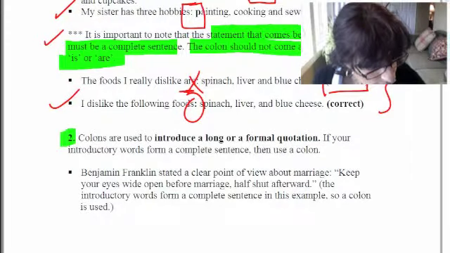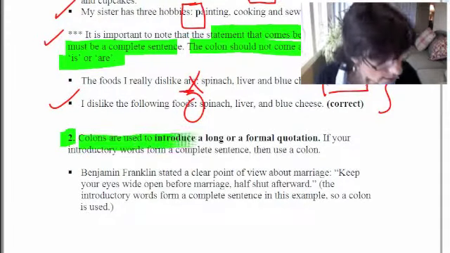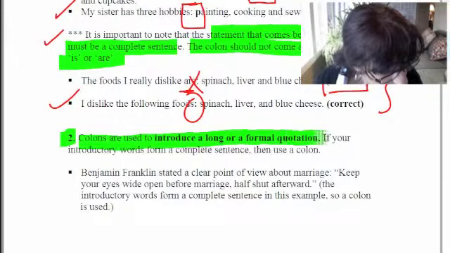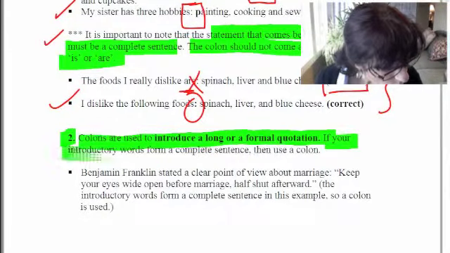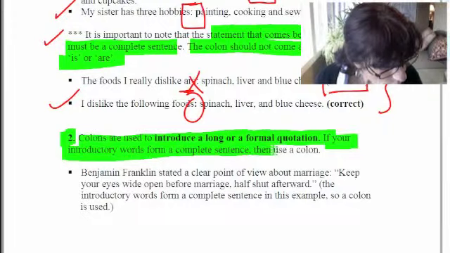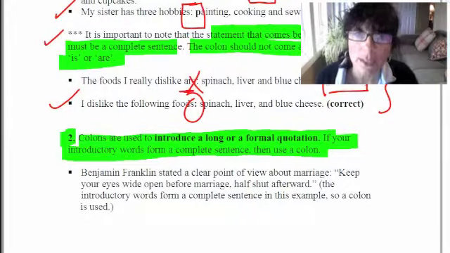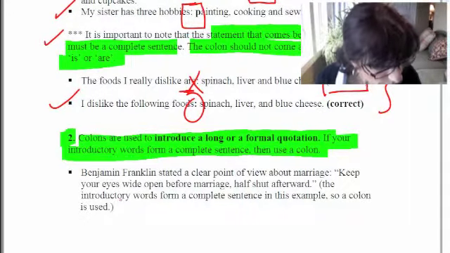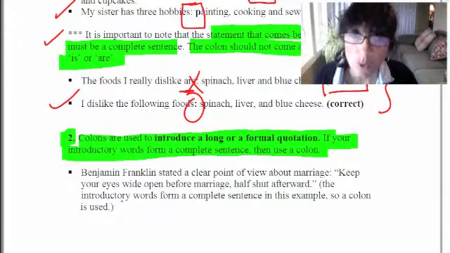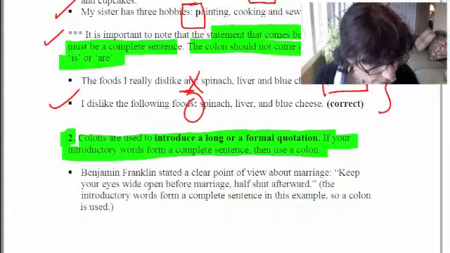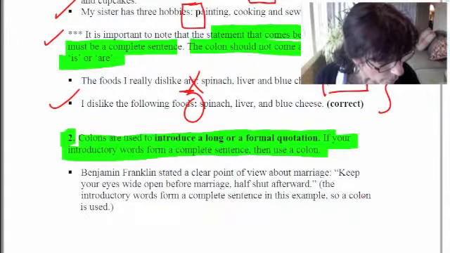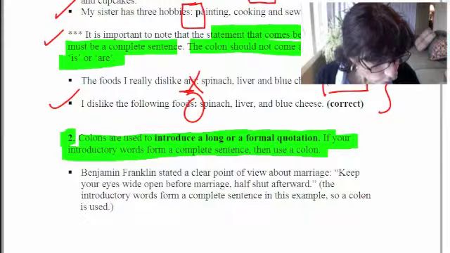The second use of the colon is colons are used to introduce a long or a formal quotation. If your introductory words to the quote form a complete sentence, then you use a colon. Let's look closely at this example and I'll explain and clarify the rule. The example I've included is a quote from Benjamin Franklin. Benjamin Franklin stated a clear point of view about marriage: "Keep your eyes wide open before marriage, half shut afterward."